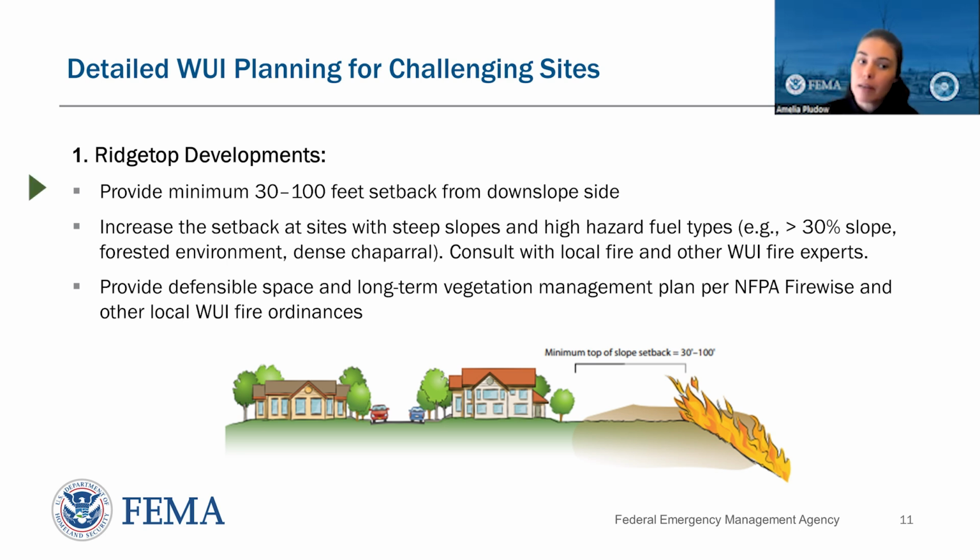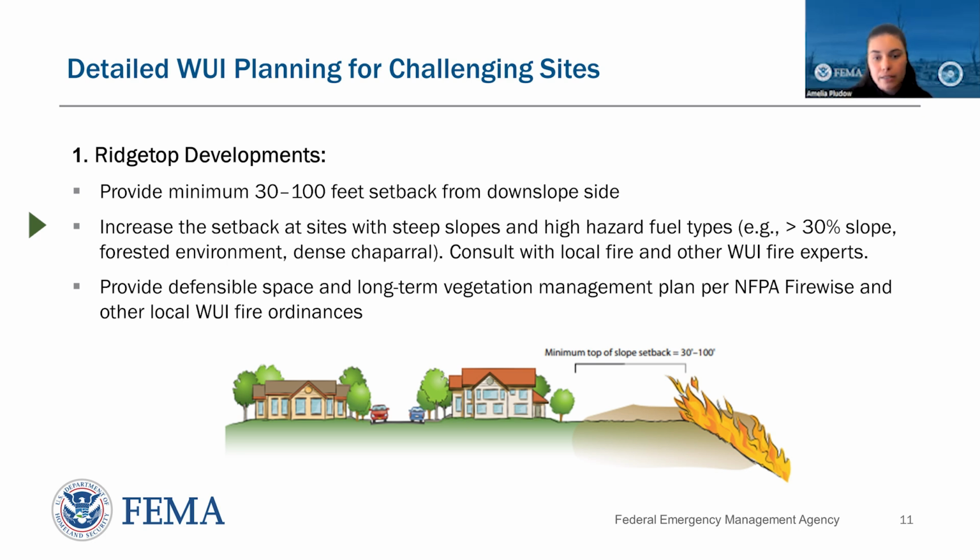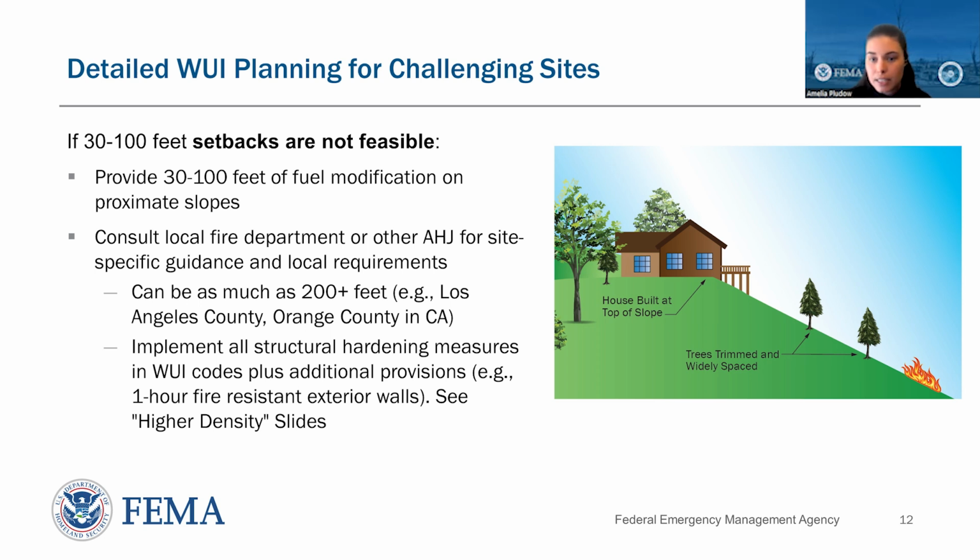And in this case, a minimum of 30 to 100 feet of setback from the downslope side should be provided. And higher setbacks are typically needed depending on the steepness of the slope and the vegetation present on the slope. And so this is an instance where consultation with local fire and WUI experts can provide more guidance. And then there's also information available on defensible space and long-term vegetation management in NFPA Firewise and other local WUI fire ordinances.